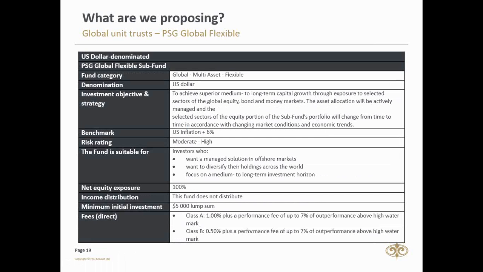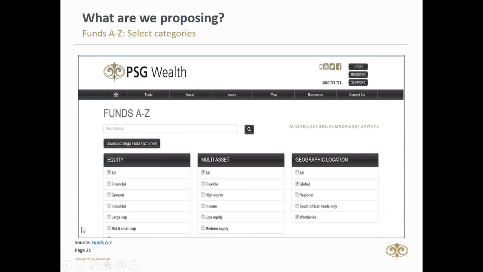Okay, and then we also have the PSG Global Flexible Fund. This concentrates more on a multi-asset approach. So we're talking about global equity, bond, and money markets. You can see a moderate to high risk profile. Again, 100% exposure, and again 5,000 rand. So this is just 2, but if you want to look at more on our website, and I've added the link for you guys, there's what we call the funds A to Z.